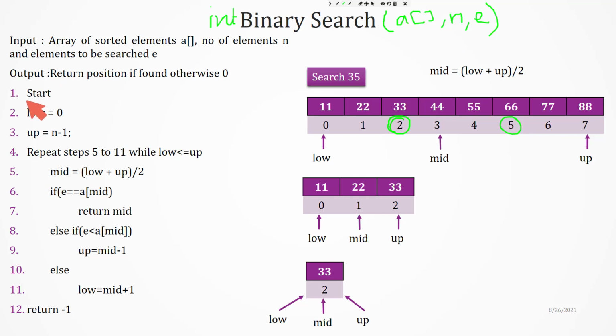Okay, and the algorithm first is start. Initially low will be 0, we already discussed. Up will be n minus 1. So here we have to do something repeatedly, so there will be a while loop. I am executing steps 5 to 11 while the condition low less than or equal to up is true.